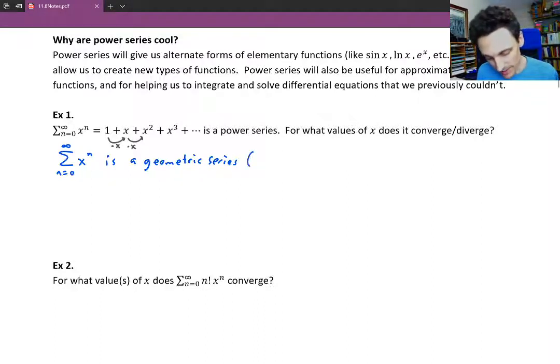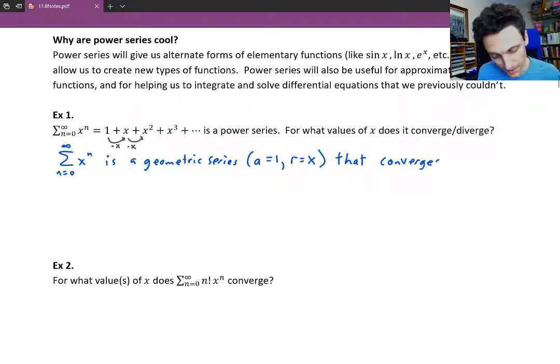So we can write this as a geometric series with a equals 1, because the first term of the series is 1. That's our a value. And the common ratio, r, is x. Now we know exactly where geometric series converge and where they diverge. So this is going to converge.